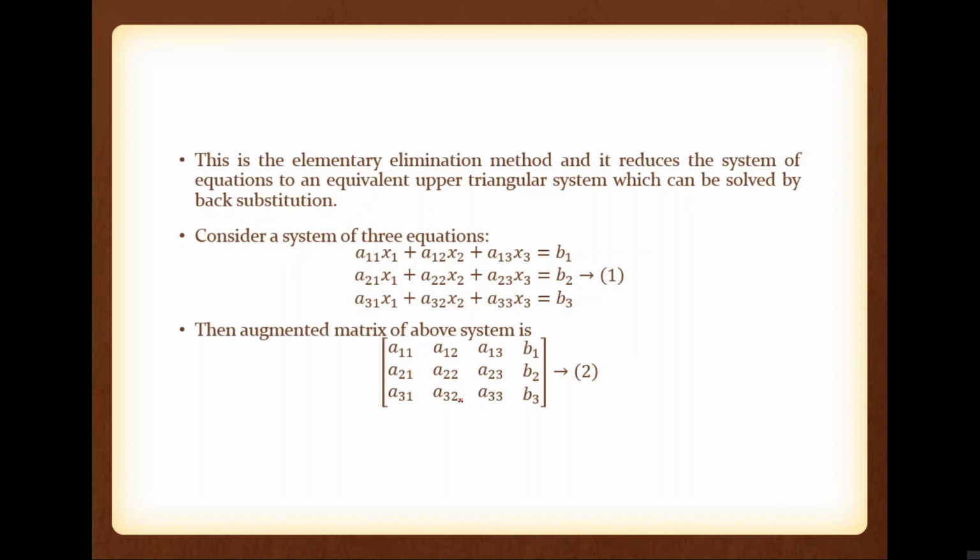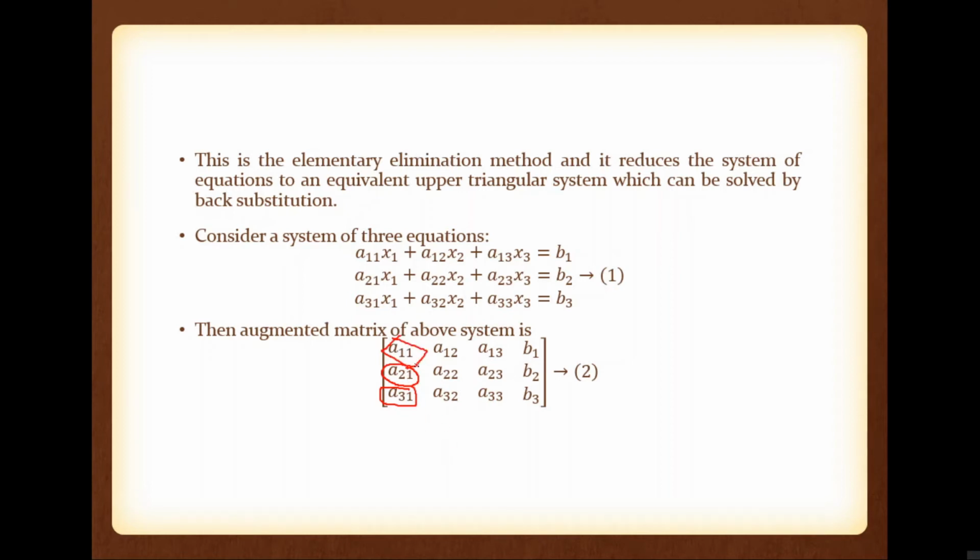A12, A22, A32 are the coefficients of x2. A13, A23, A33 are the coefficients of x3. So first we are going to remove the coefficients of x1 except the diagonal element. A11 is the diagonal element. So except A11, we are going to remove A21, A31. In order to remove A21 and A31, we are going to use A11. So please note, we are going to remove A21 and A31 by using this A11.